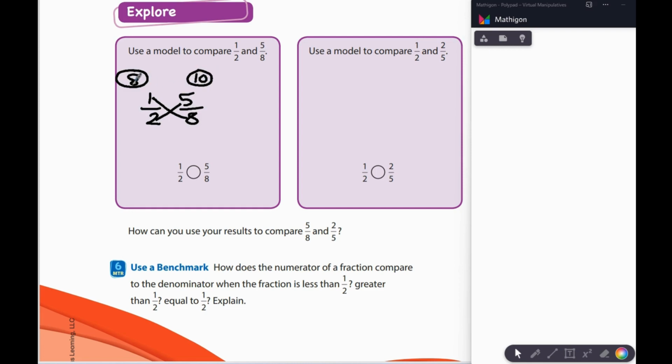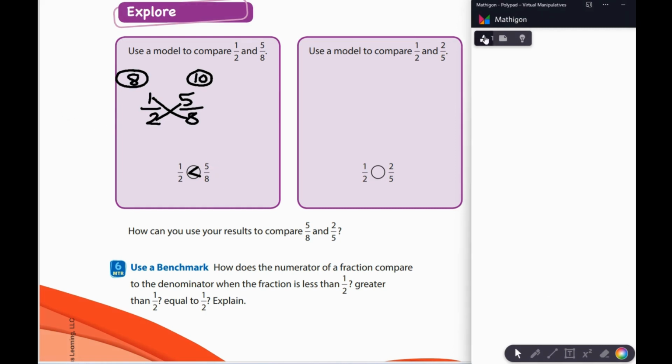Now, all I have to do is use my number sense to compare which number is greater, 8 or 10. We know that 8 is less than 10, so therefore we know that 10 is the greatest, so therefore 5/8 is the greatest fraction. Now, that's one way to compare our fractions. So in other words, if I were to compare the fraction 1/2 to the fraction 5/8, I can say that 5/8 is greater using the multiplication strategy.